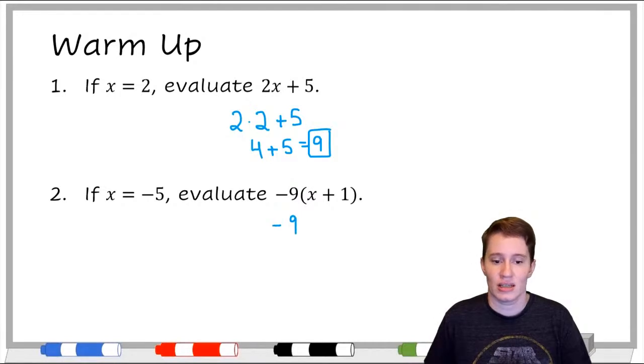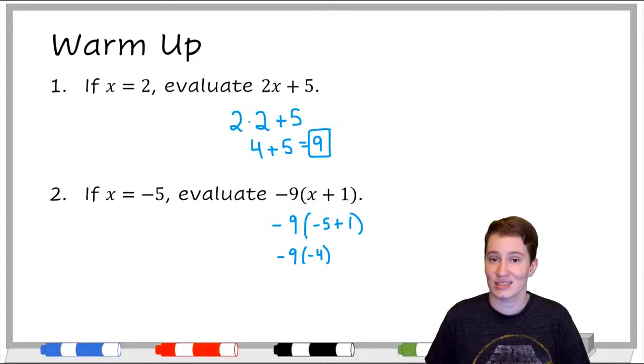Let's take a look. -9, and then where x is, I'm going to put -5. So I'm going to do -5 plus 1 in the parentheses, which gives me -4. And if you still wanted to distribute, that's fine. The distributive property works. That's kind of the whole point of it. We just didn't have to use it if we realized we could combine those numbers the normal way.